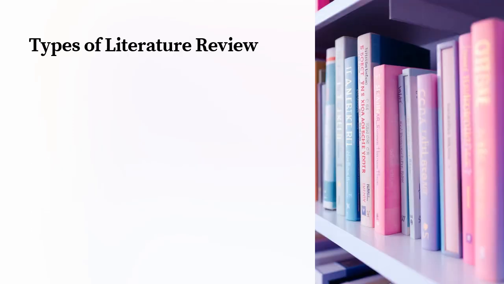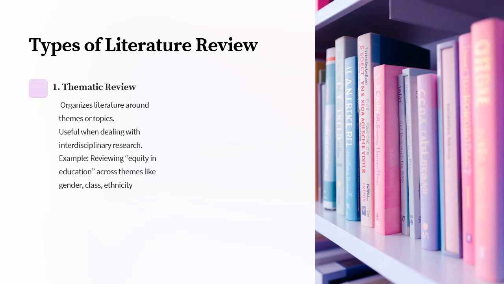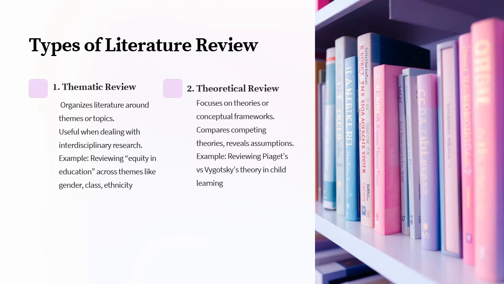So now let's talk about types of literature review. The first one that we have is thematic review. It basically organizes literature around themes or topics, useful when dealing with interdisciplinary research. An example of it is reviewing equity in education across themes like gender, class, and ethnicity. The second one is theoretical review. It focuses on theories or conceptual frameworks, compares competing theories, and reveals assumptions. For example, reviewing Piaget versus Vygotsky theory in child learning.